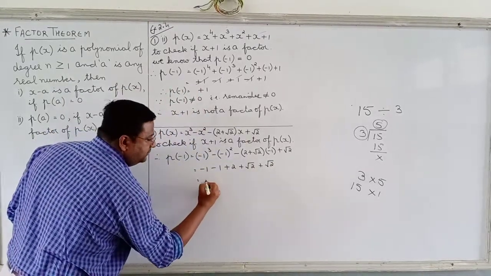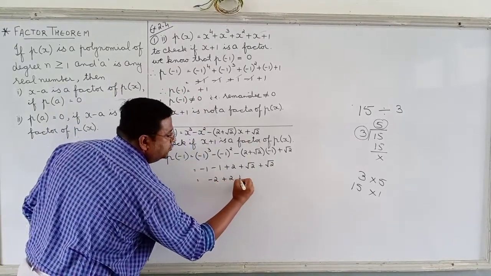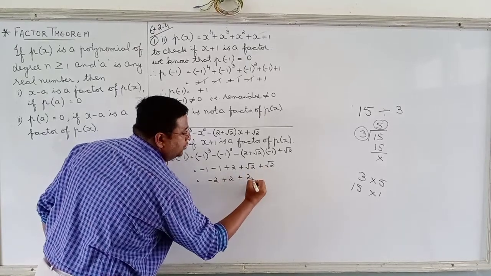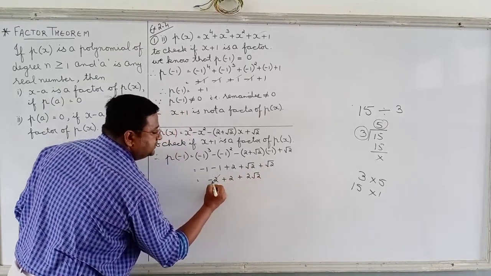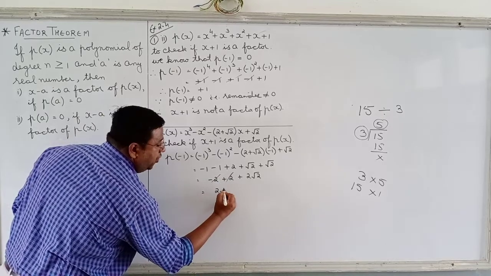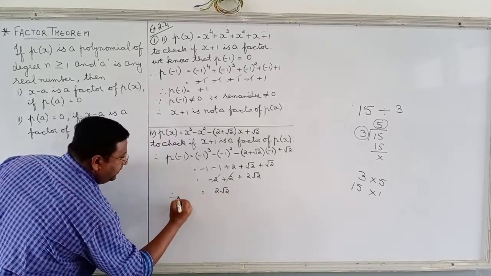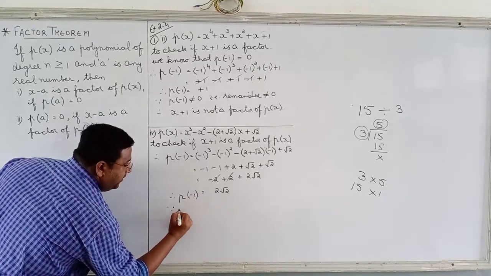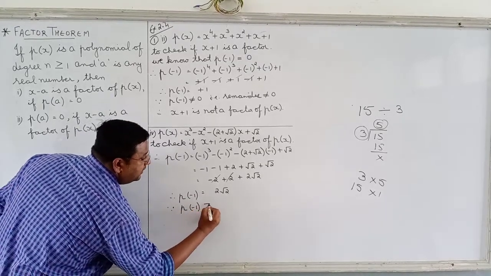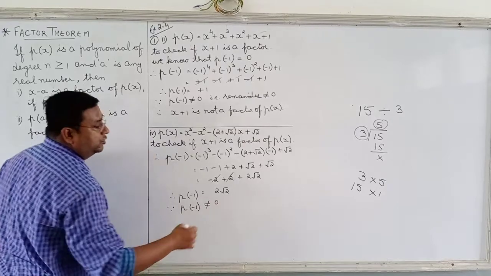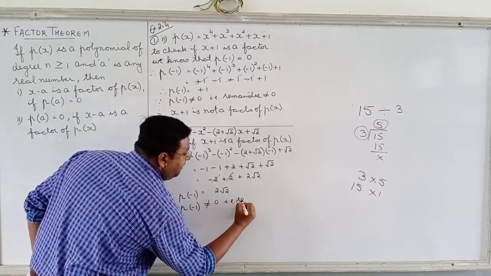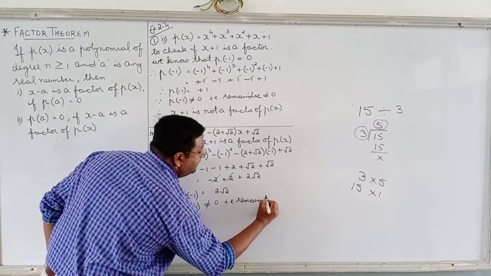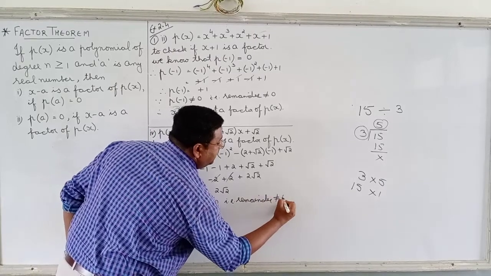Minus 1 plus 1, minus 2 plus 2 plus root 2 plus root 2 gives 2 root 2. Minus 2 plus 2 cancel, so the remainder is 2 root 2. P of minus 1 is 2 root 2. Because p of minus 1 is not equal to 0, the remainder is not equal to 0.